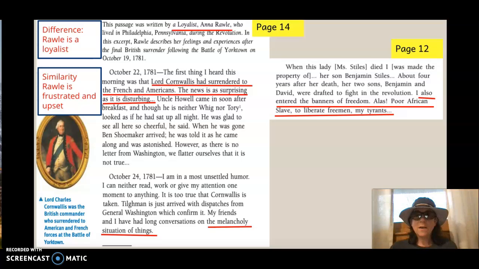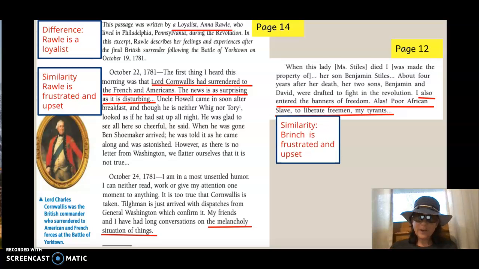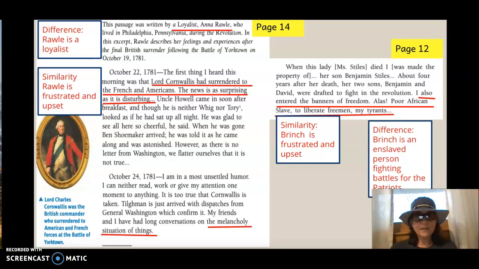And then here I underlined on page 12, I also entered the banners of freedom. Alas, poor African slave, to liberate free men, my tyrants. The similarity here is Brinch is frustrated and upset. The difference is that Brinch was an enslaved person fighting battles for the Patriots, if you recall.